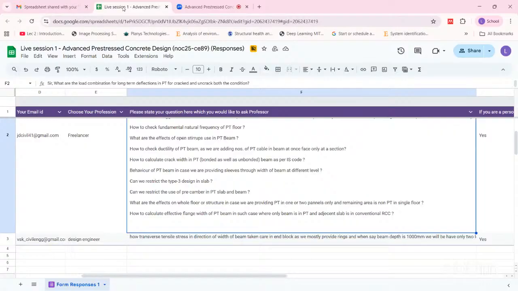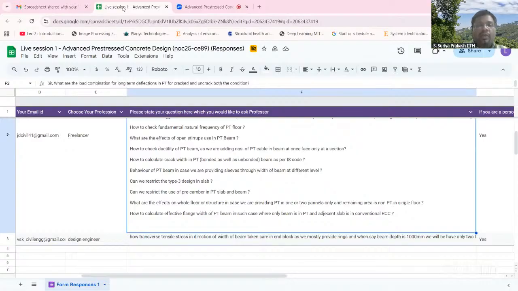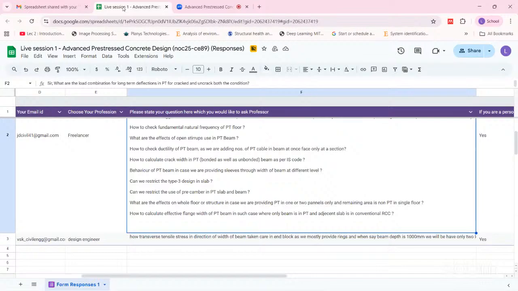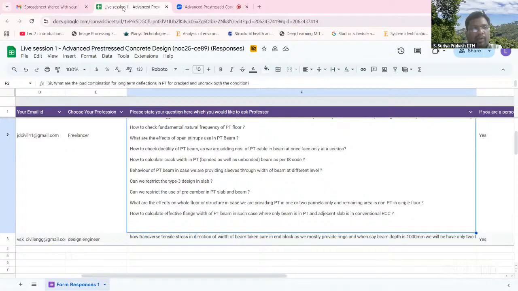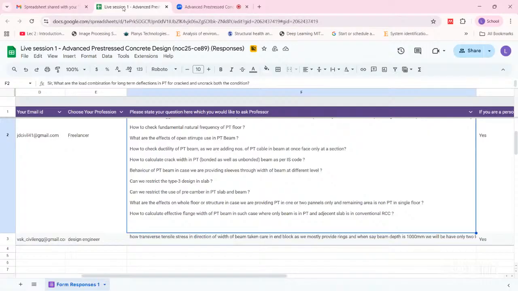Next one is how to calculate the effective flange width of a PT beam. Practically, how to execute this, one panel of PT and other panels of normal RC slab? Because how to fit the anchor systems and all? It will be possible only on the peripheral panels, because we can anchor it from outside.